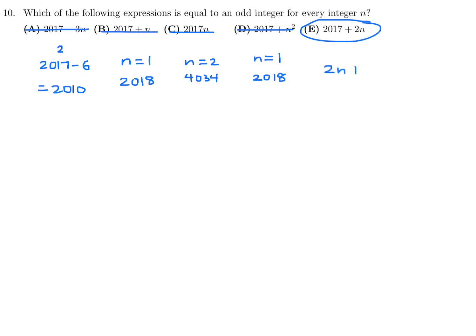But 2n plus 2017, if we break this up into 1 and 2016, an odd number is always of the form 2n plus 1. And the 2016 obviously is an even number. So we have an odd number plus an even number, and that result will always be odd. Try it. Any odd number plus any even number will always be odd. So number 10, the answer is E.